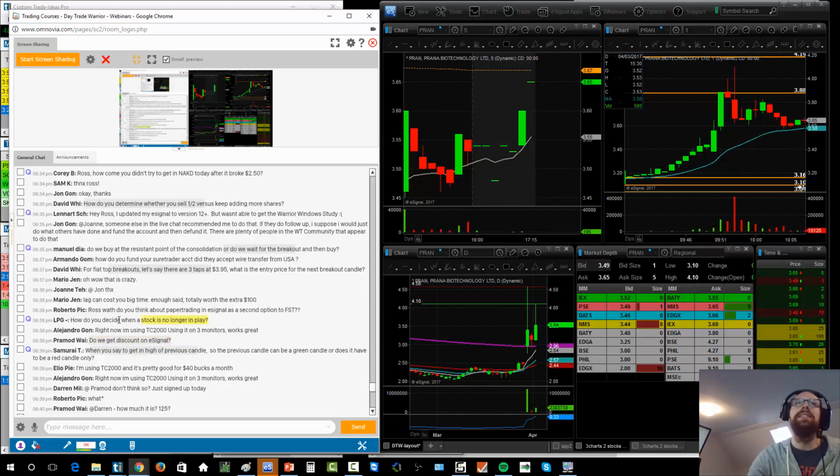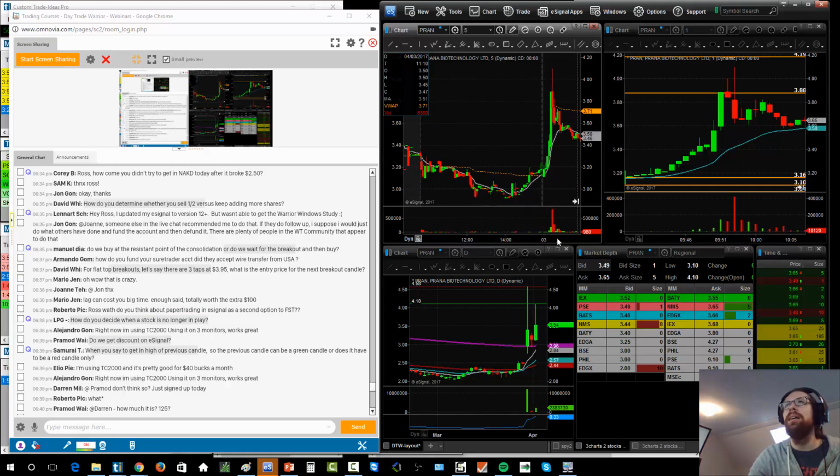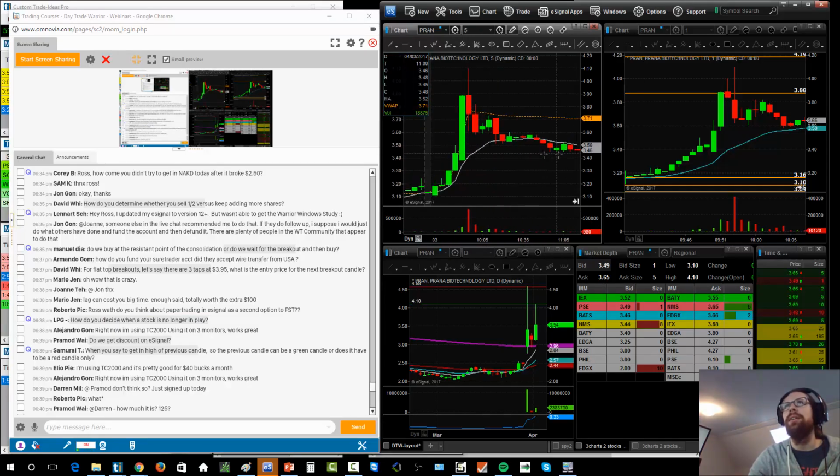I usually decide a stock is no longer in play when it breaks below the 9 moving average. So this one here was still in play pretty much until down here. Even in this area, it wasn't great because the flag broke to the downside, but it could have curled back up, but it ended up failing.